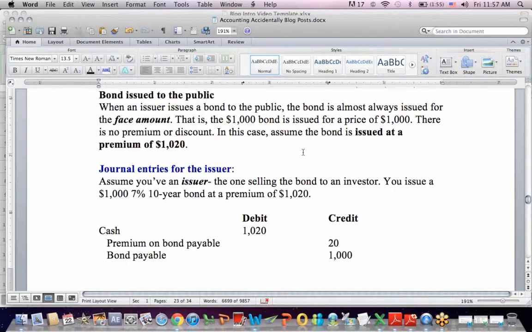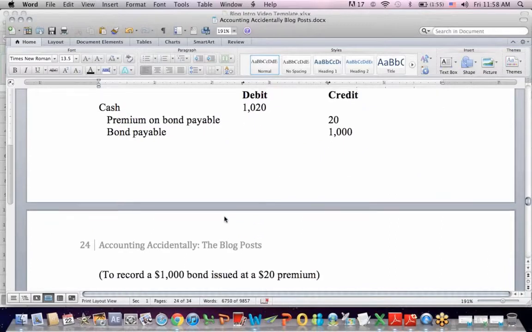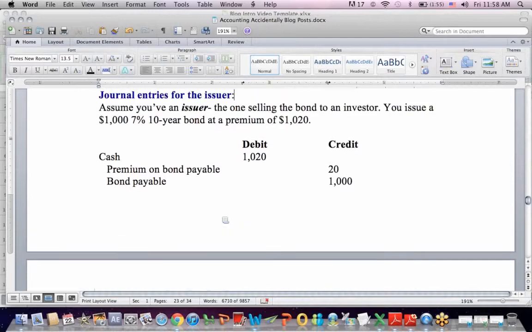Okay. However, it's possible, without going into the why, that a bond could be issued at a premium. Let's say that the $1,000 bond's issued at $1,020. Now, you'll see other intermediate accounting videos on bonds that I have that I look at journal entries from the issuer's point of view and from the investor's point of view, two sets of entries. This is the journal entry from the issuer's point of view.